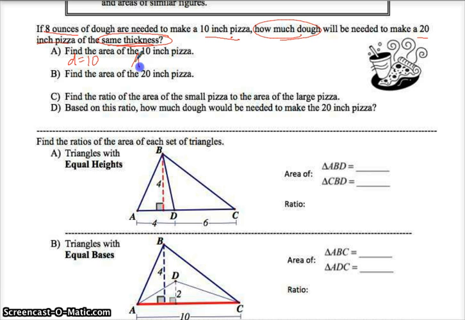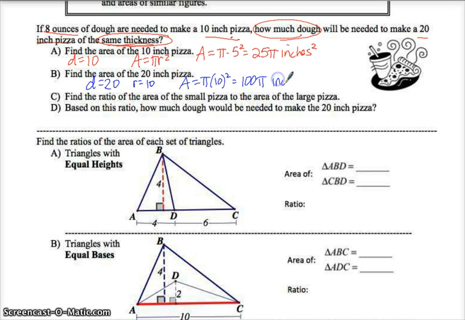So if I'm going to find the area, let's recall the area formula. That's pi r squared. So the area of a 10-inch pizza is pi times 5 squared, so it's 25 pi inches squared. For a 20-inch pizza, again, the diameter is 20, therefore my radius is 10. So the area equals pi times 10 squared, which is 100 pi. So that is 100 pi inches squared.